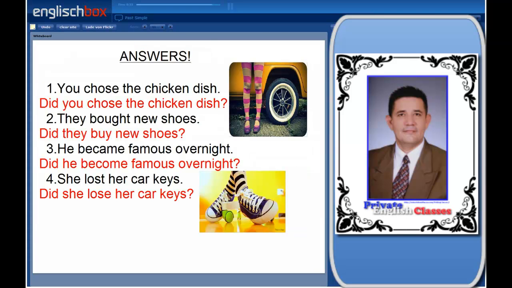So here are the answers. You chose the chicken dish should be: did you choose the chicken dish? They bought new shoes should be: did they buy new shoes? He became famous overnight should be: did he become famous overnight? And she lost her car keys should be: did she lose her car keys?